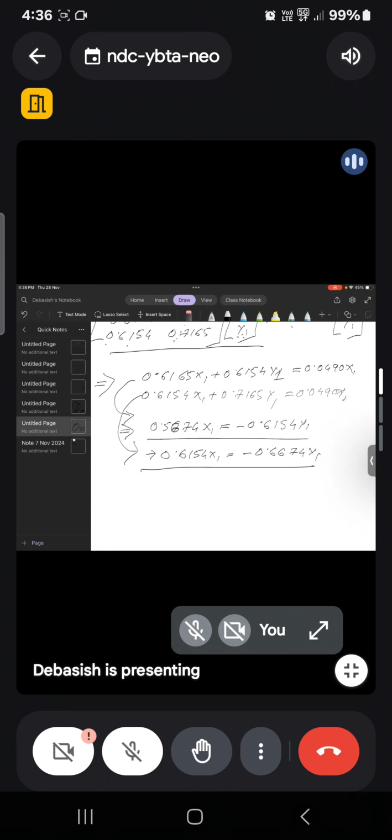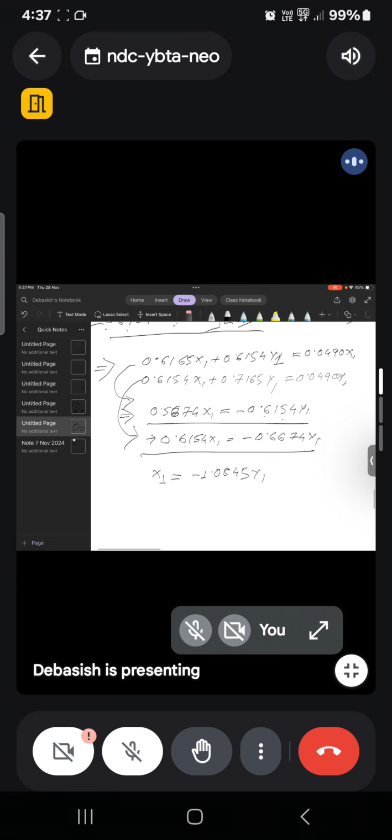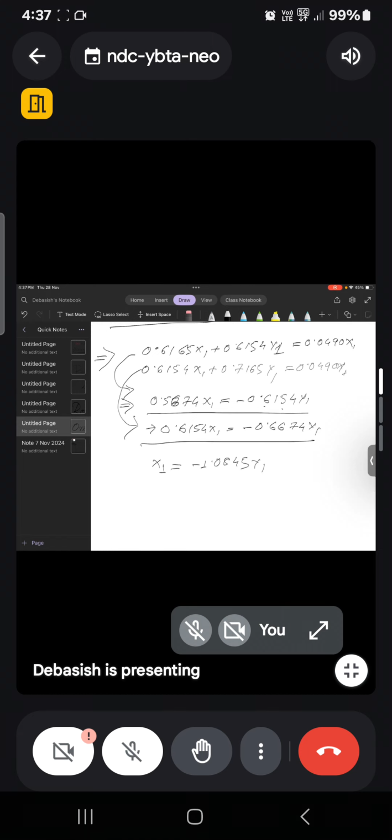So first what we need to do, we will find out what is x1. How to find out? You just divide 0.6154 by 0.5674, then the value will be like this, 1.084545. Okay, this will be the value. So we need to find out what is x1.